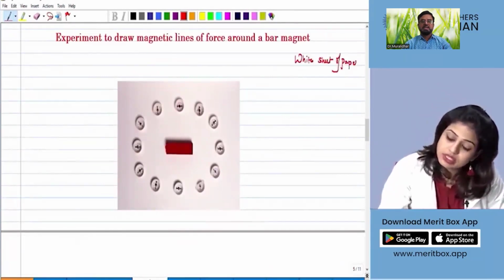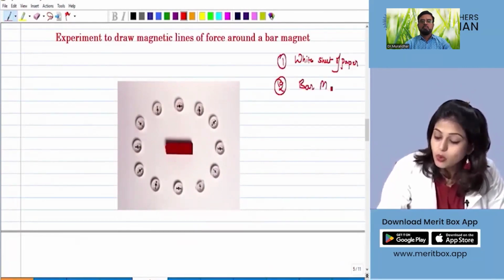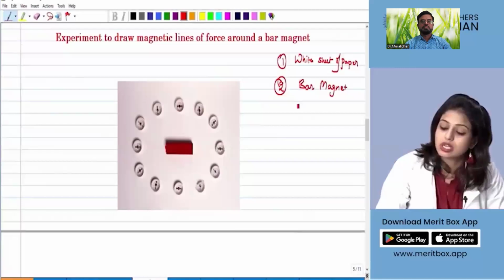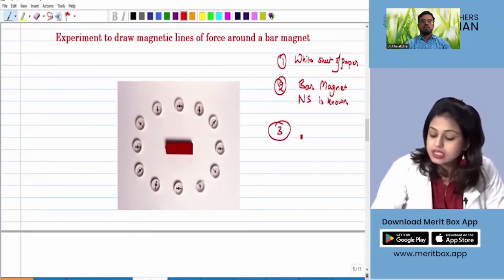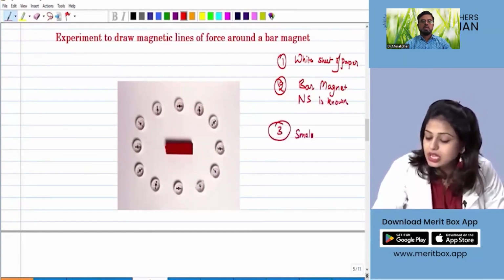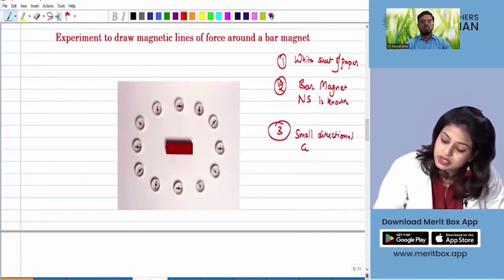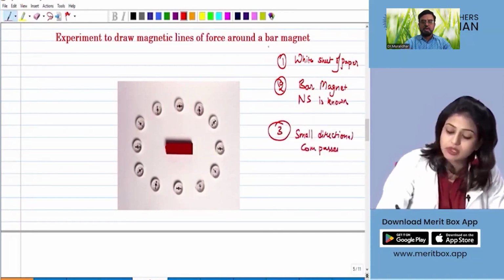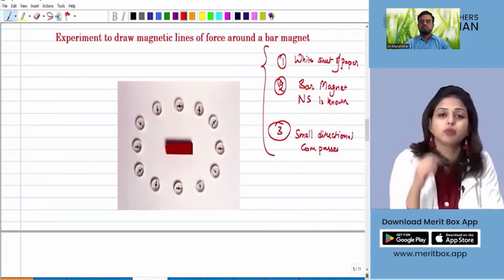Two is a bar magnet, which you can do in school also, whose north and south are known. Third is small directional compasses. Now, once you have all these three components, you can test where the lines of forces are moving from.